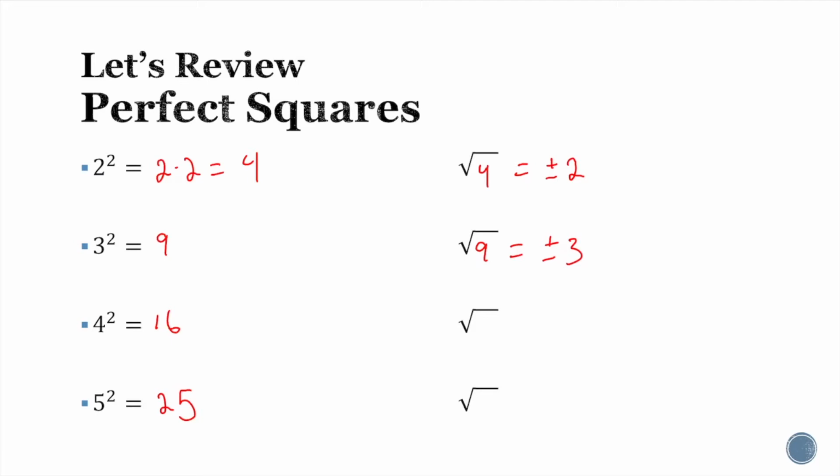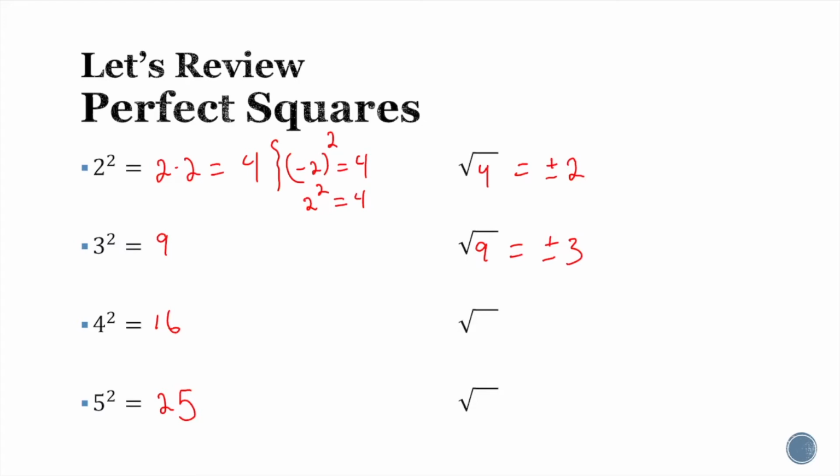Now before I move on, you might have questions as to why it's plus or minus. Well, let's take a look. There are two ways that I can square a number to reach 4. I have negative 2 squared, which is 4, and 2 squared. That gives me 4. So we must account for both positive and negative squares.